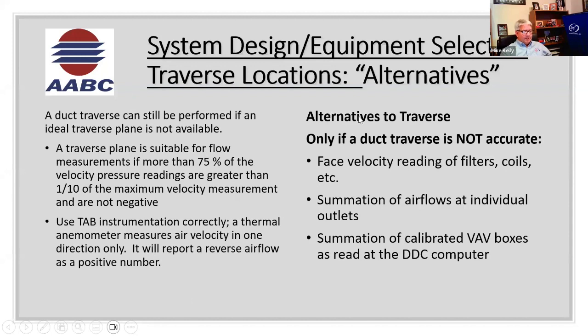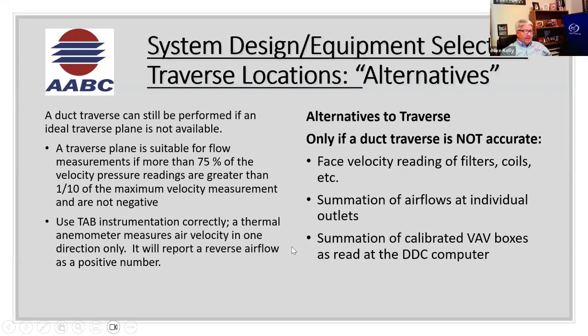Alternatives to duct traverses, because duct traverses are our main source of accuracy: face velocity readings of filters and coils, summation of airflows at individual outlets, and summation of calibrated VAV boxes. Those are all great tools to use. Are they exactly accurate? No. Are they getting you in the ballpark? Absolutely, yes. If we've already calibrated the VAV boxes plus or minus 10%, and we can summate all of the VAV box airflows when we read them back, we're within plus or minus 10%.